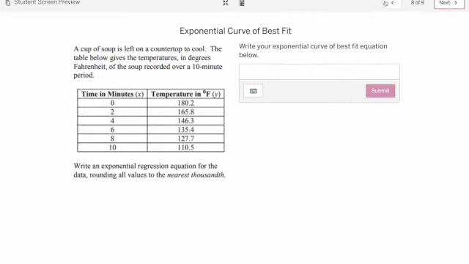Let's look at another example. This time we're looking at soup that's left out on the countertop. What's going to happen to the temperature of it? Well, it starts out very hot, 180.2 degrees. But as time goes by, as expected, the temperature drops.